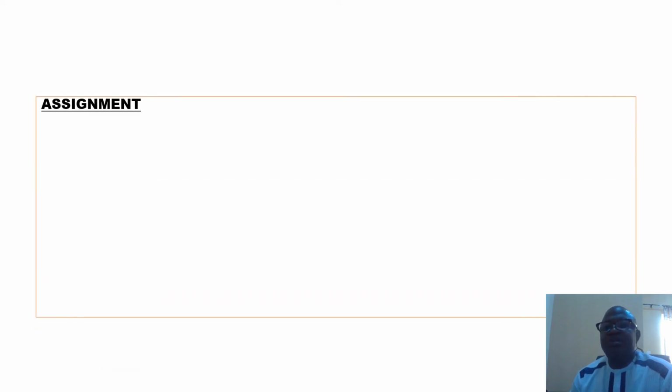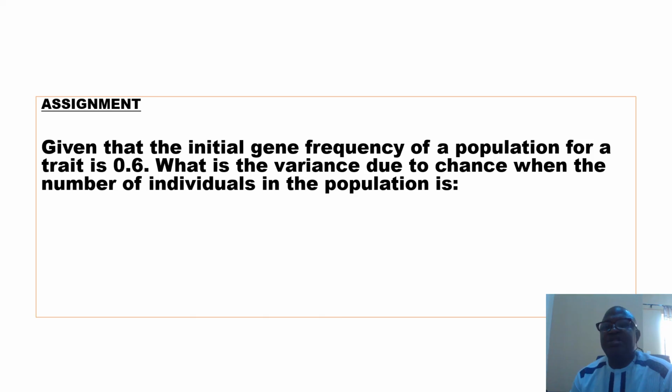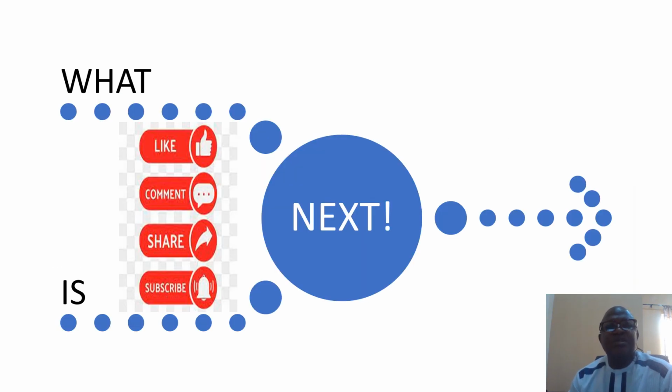So in closing, I give you this assignment. Given that the initial gene frequency of a population for a trait is 0.6, what is the variance due to chance when the number of individuals in the population is A, 10, B, 53, and C, 100? So go ahead and do this, and you'll be able to obtain your correct answers.